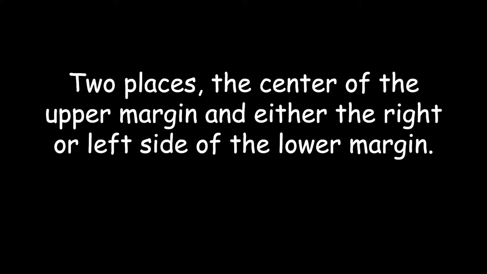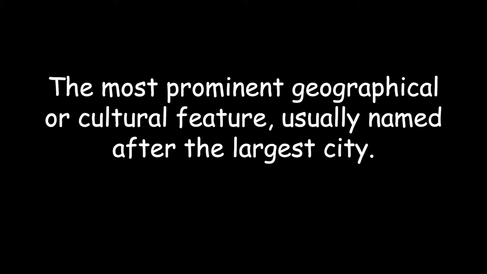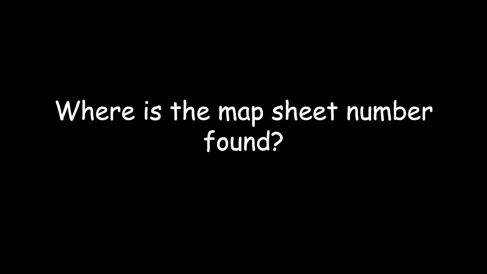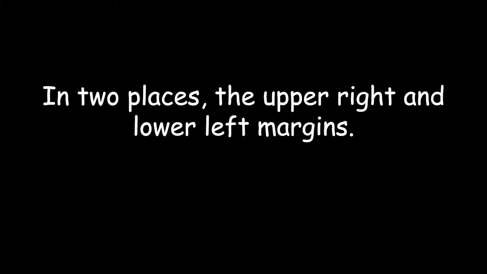What is marginal information? Instructions about the map's use, size, and area. Where is the map sheet name found? Two places. The center of the upper margin and either the right or left side of the lower margin. What is a map usually named after? The most prominent geographical or cultural feature, usually named after the largest city on the map. Where is the map sheet number found? In two places. The upper right and lower left margins.